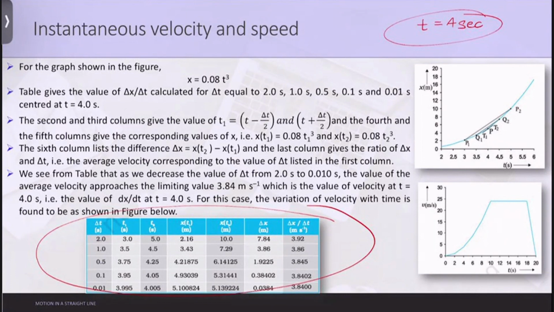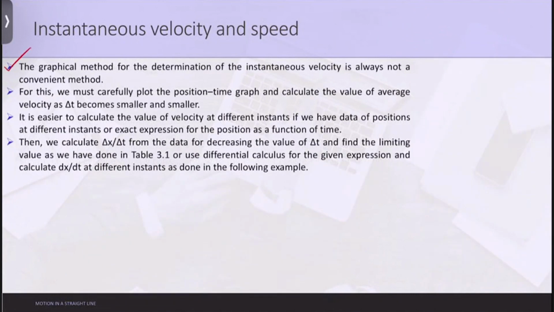1, 2, 3, 4, 5, 6, 7, 8, 9, 10, then the 0.5 locations, then 0.50, 0.51, 0.52. So there are several points for which instantaneous velocity can be calculated, and every time we cannot use this graphical method or this numerical method. The graphical method for the determination of the instantaneous velocity is not always the convenient method. So for this, we must carefully plot the position-time graph and calculate the value of average velocity as delta t becomes smaller and smaller.